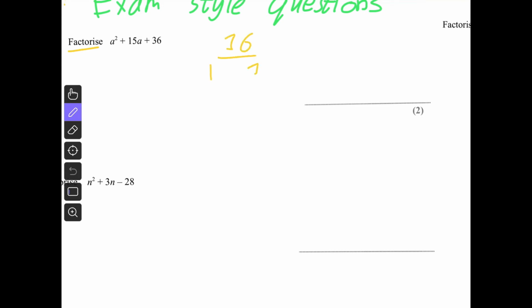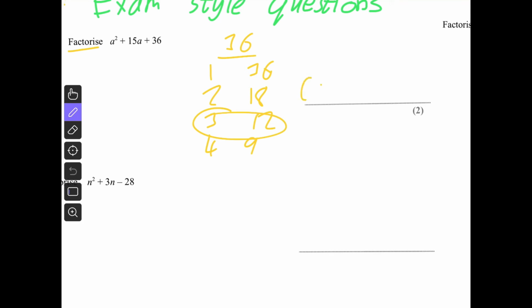So you've got 1 and 36, 2 and 18. In an exam, when you're panicking, I'd always write them all out, okay? It just makes your life easier. 3 and 12, 4 and 9. And then that is all of them. And then which of those pairs add together to make 15? And you can see 3 and 12 do.